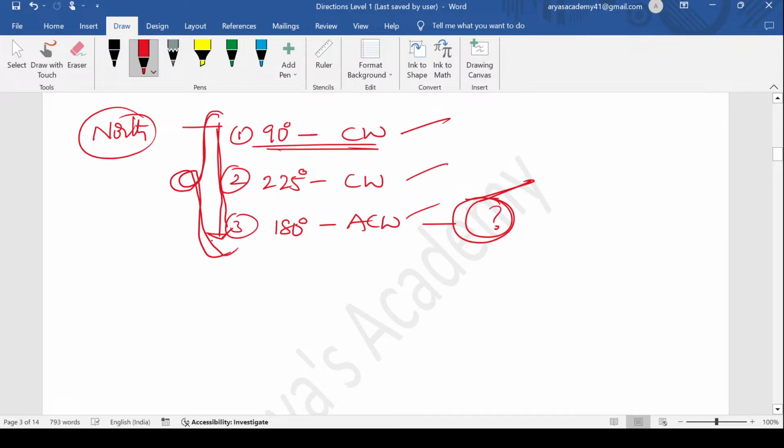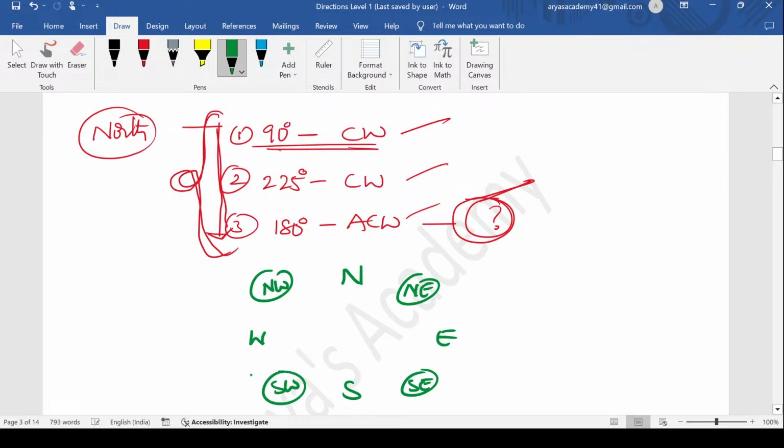First you rotate 90, you will go to one direction. From there you will rotate 225 clockwise, you will reach one direction, and from there again you go 180 degrees anti-clockwise, you will reach one direction. That would be the final answer. Okay, let me check. North, south, east, west. Between north and west, northwest. Between north and east, northeast. Here comes southeast, and here comes southwest. So initially I'm here. I have to go how much? 90. That too in which direction? Clockwise. If I move 90 in clockwise, where I would be? East. Condition number 1 done.